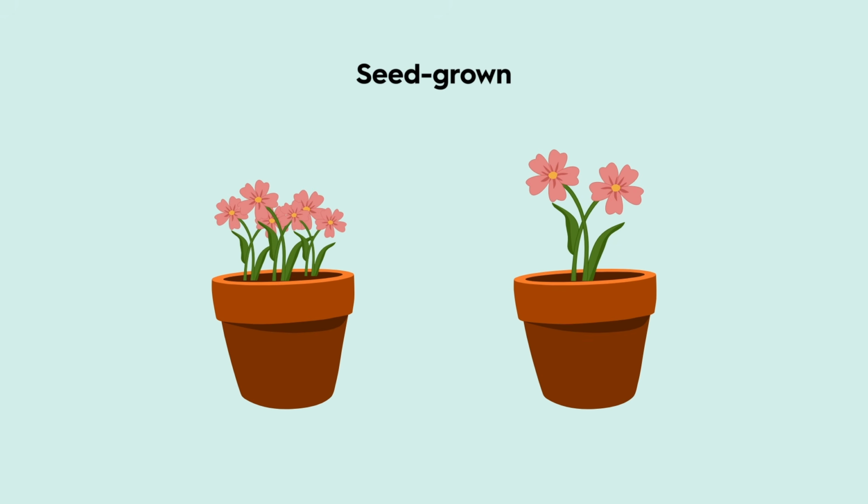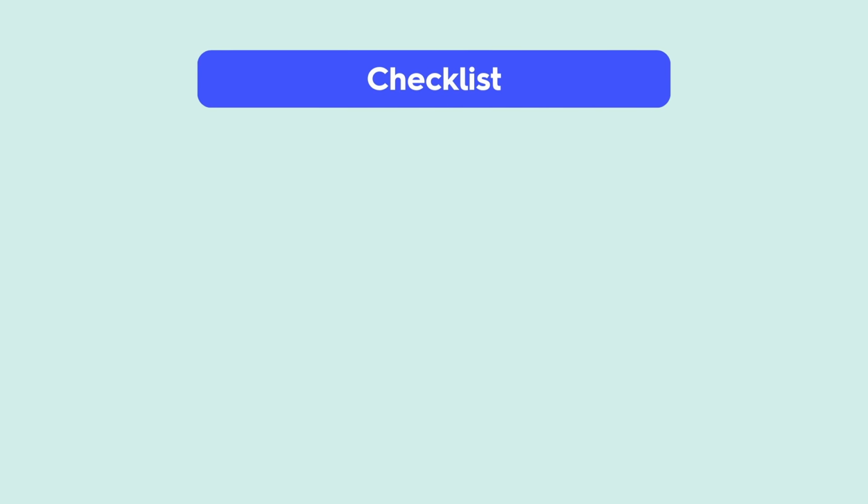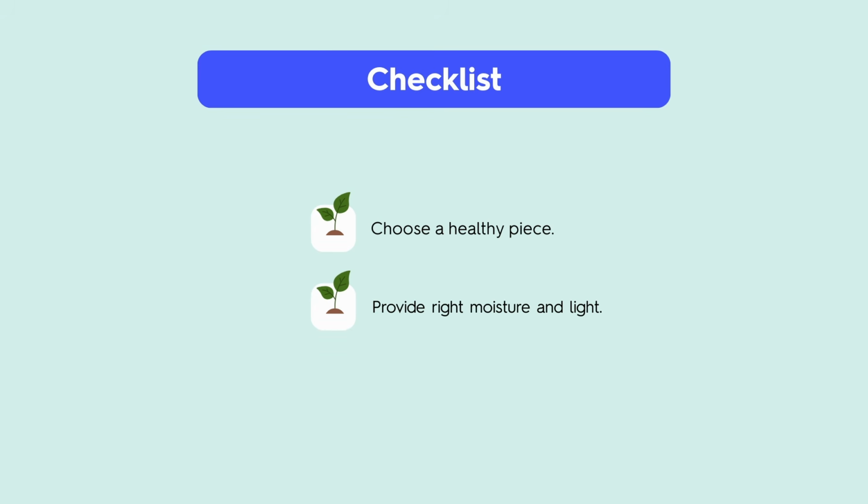But with a cutting or another vegetative part, you're far more likely to get the same kind of plant you started with. There's another advantage: speed. Since you're not waiting for a seed to germinate, the new plant often establishes and grows faster, meaning you can get flowers or fruit sooner. If you try vegetative propagation, focus on the basics. Start with a healthy plant piece. Provide the right moisture and light, and avoid overwatering. With the right conditions, many plants can restart growth from just one part.